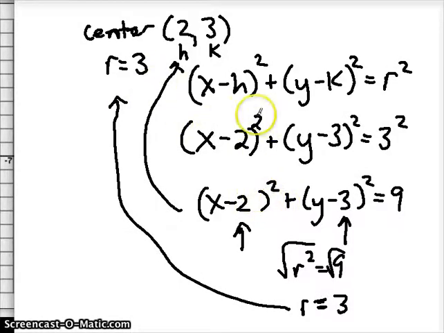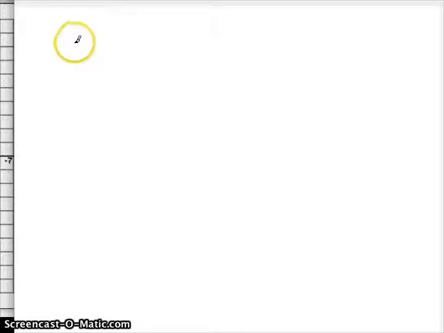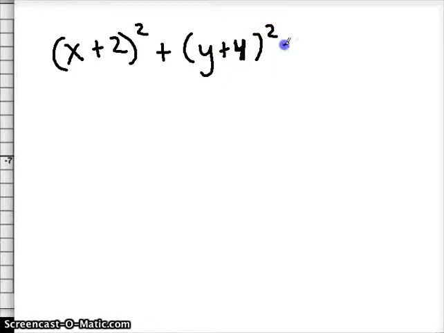Alright, good so far. Well, let's see what happens if we're not looking at a graph and all we're given is an equation. How are you going to find the center and the radius? Well, it's a lot like what we just did here. Let's say you're given this equation. Your job, or the question in the book, may ask you to find the center and the radius given the equation in standard form. Well, what you're going to do is look right here for your h and k.